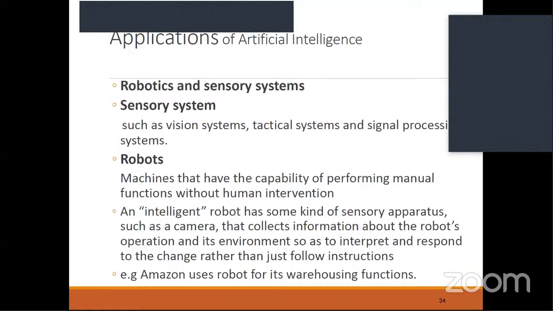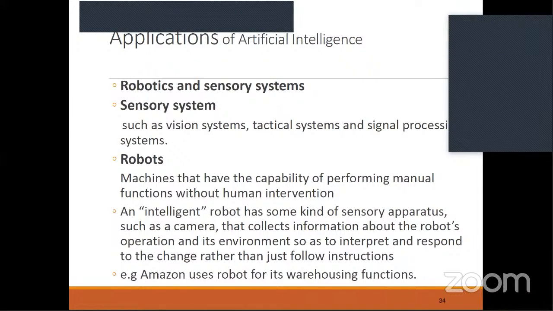Okay, one more application of AI is robotics and sensory systems. The vision systems, tactical systems, and signal processing systems are some of the applications. So, grading of apples based on images, or based on video of an apple, and grading it into class A, B, C will be one such vision system that can be created. It is already created for grading apples or grading any type of fruit into different classes, and is already in place. So that's one way of saying sensory system.